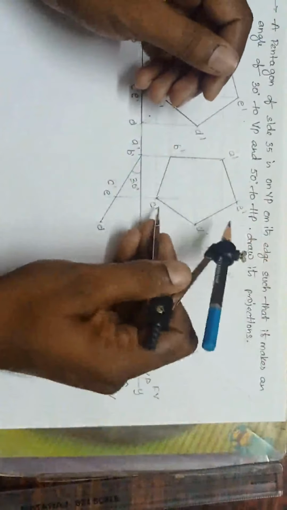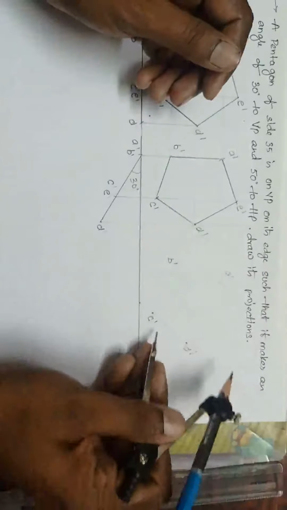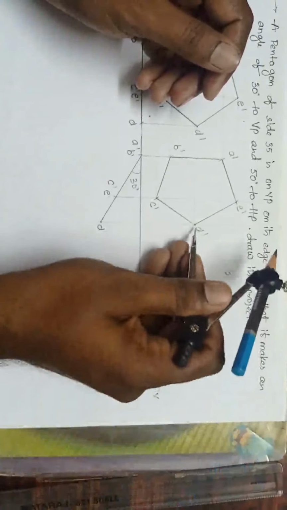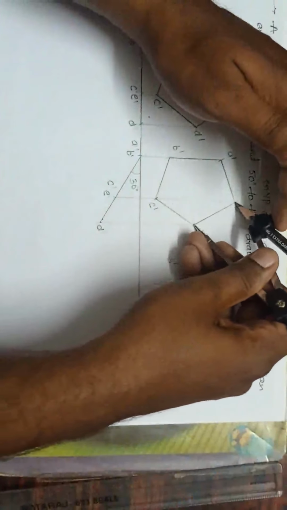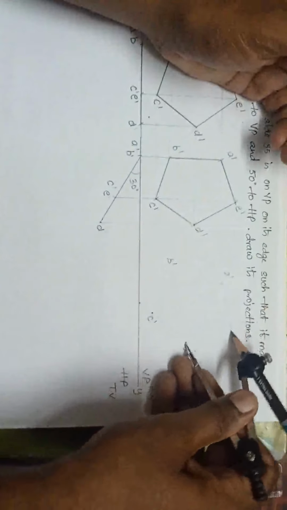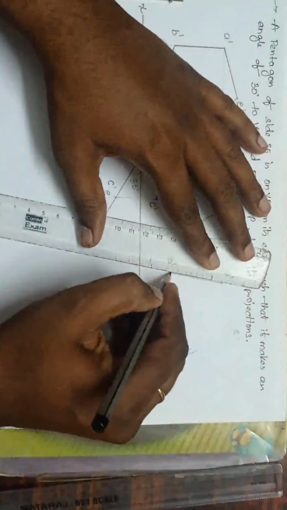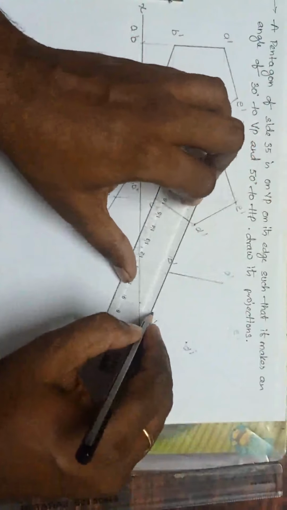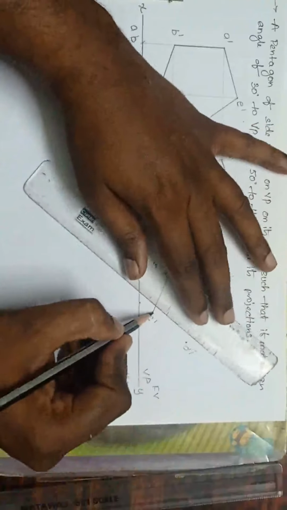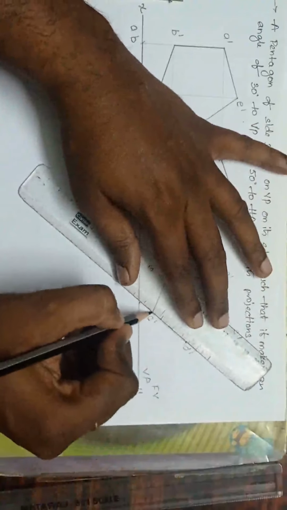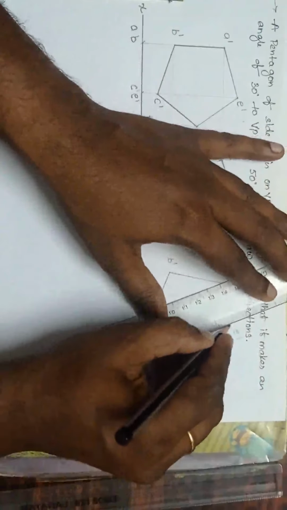This is B dash. Next, I want E dash. Take radius C dash to E dash, draw a curve. Next, D dash to E dash, see here. Just join all the points. A dash to B dash, B dash to C dash. Now I have to make C dash D dash dark also, D to E, and finally E to A. So in this way I have drawn the pentagon.